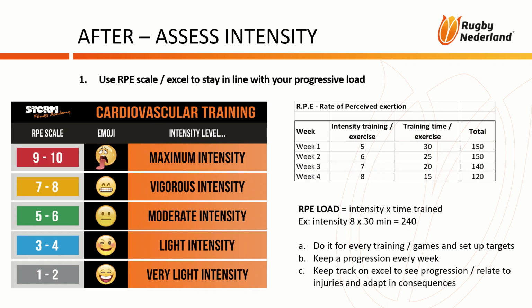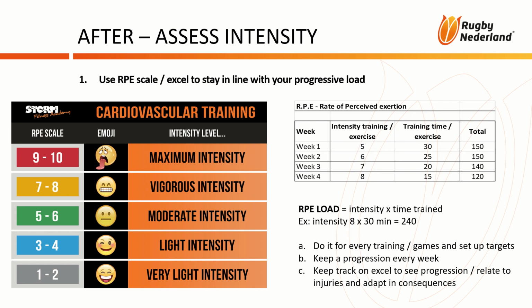How are you gonna assess the intensity if you want to push it a little bit further? There's something called the RPE. The RPE is called rate of perceived exertion. It's from 1 to 10. 1 is the easiest day of your life, 10 you're playing the All Blacks, basically.